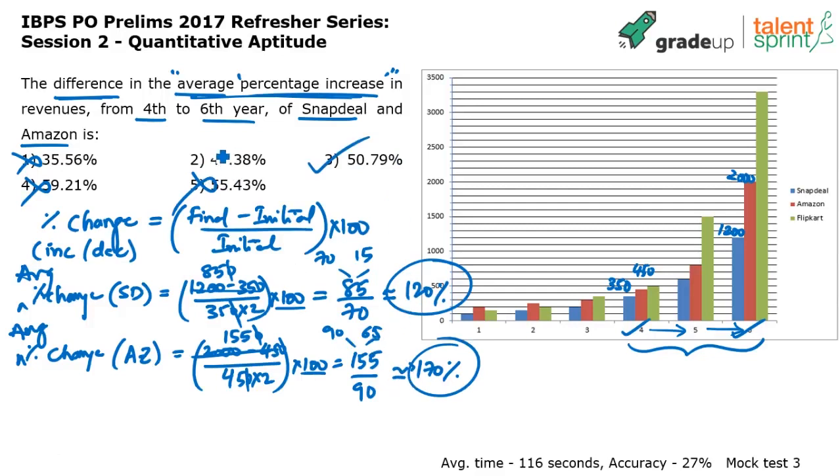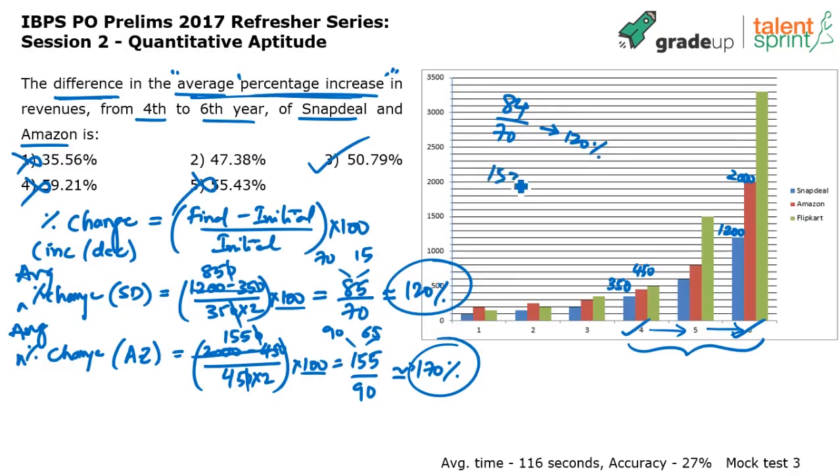See, it won't go to 47.38. It won't be like 3% less than 50, because we have done quite precise calculations, right? What we have done here is 120. 120 is 84 by 70. You understand? 84 by 70 is exactly 120 percentage. Here we have 85 by 70, so very close to 120 percentage.